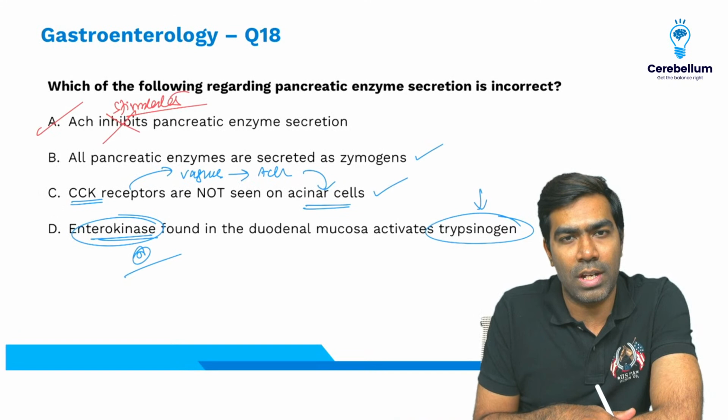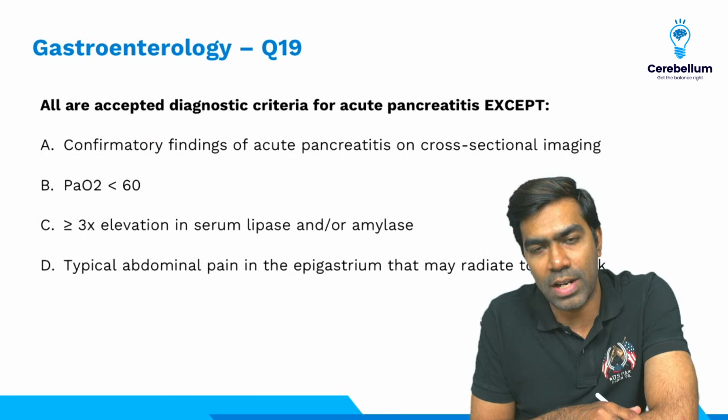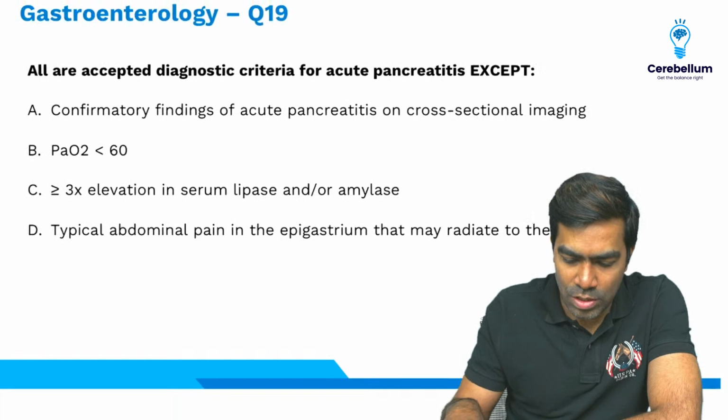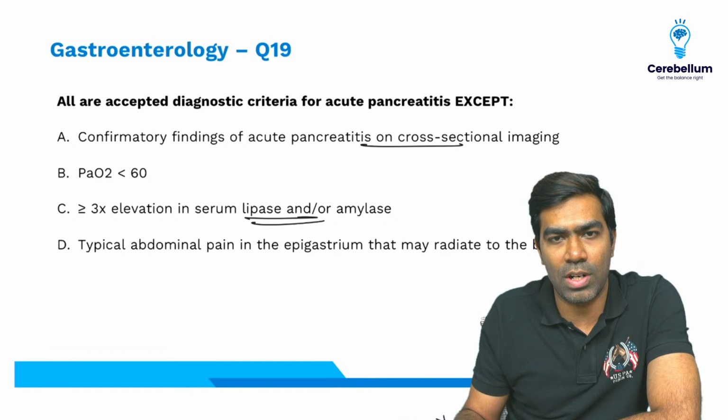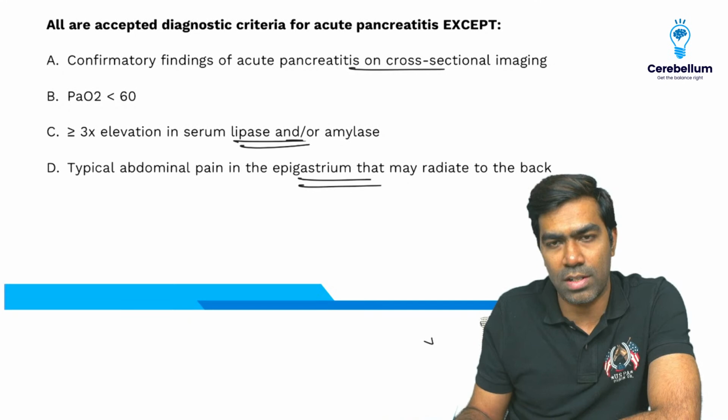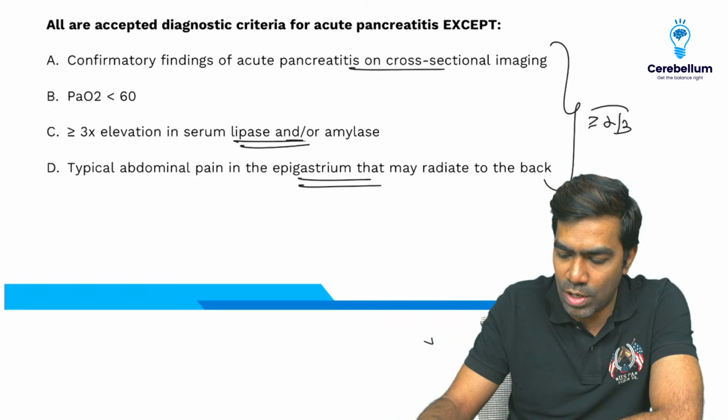Coming to the next one. All of the following are accepted diagnostic criteria for acute pancreatitis except... It's easy because I told you we are entering the surgical zone. That's why I don't want to discuss too much of surgery. So confirmatory findings of acute pancreatitis on cross-sectional imaging, that's correct. Elevation of serum amylase or lipase, correct. Typical abdominal pain in the epigastrium that may radiate to the back, that's correct. So we have three. Among these three, if you have at least two out of three, it is what we call acute pancreatitis.